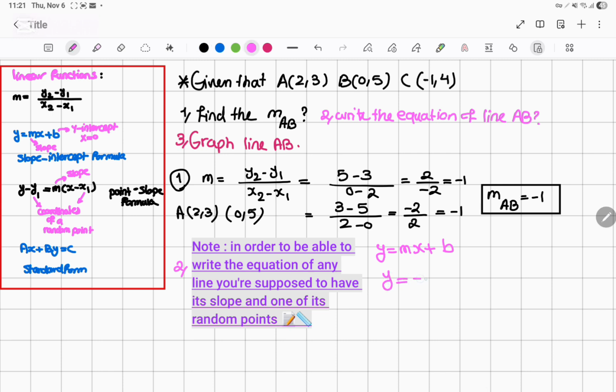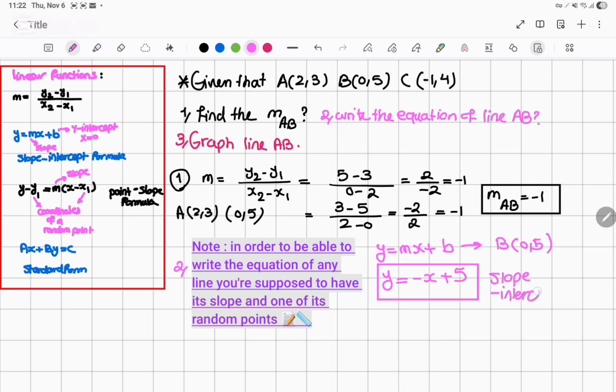y is going to be equal to negative x plus, and the point b is (0, 5). So the y-intercept is going to be 5, and that's going to be my answer written in slope-intercept form. This is writing and leaving my answer in slope-intercept form.